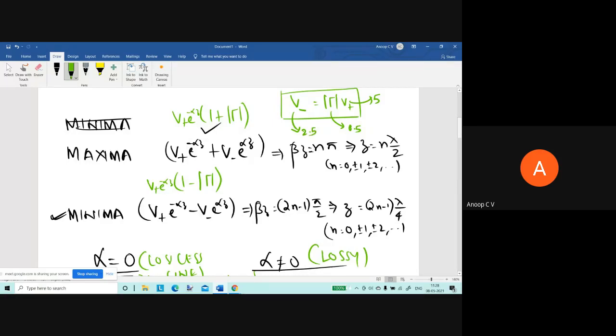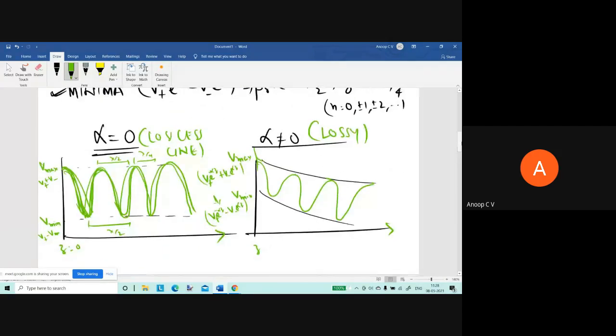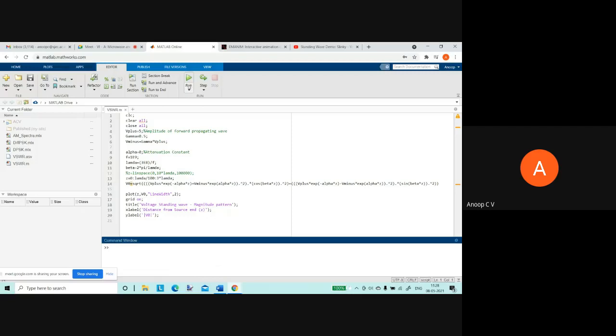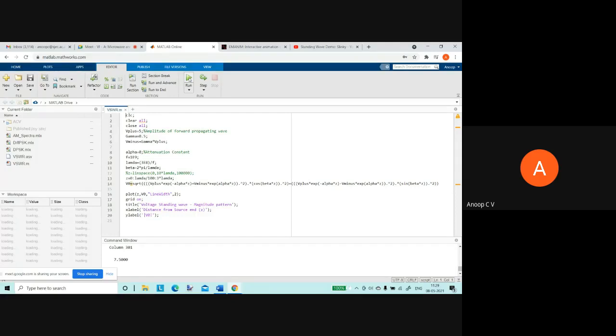As per that, for a lossless line, if V plus is 5 and V minus is 2.5, I should get maximum equal to 7.5 and minimum equal to 5 minus 2.5, that is 2.5. Please observe, are we getting this? Also, if I consider some number of waves, you should verify that the spacing between maxima or between minima is lambda by 2. That's what you have to verify from the simulation. I have already written the code, and I'm running it using MATLAB online.